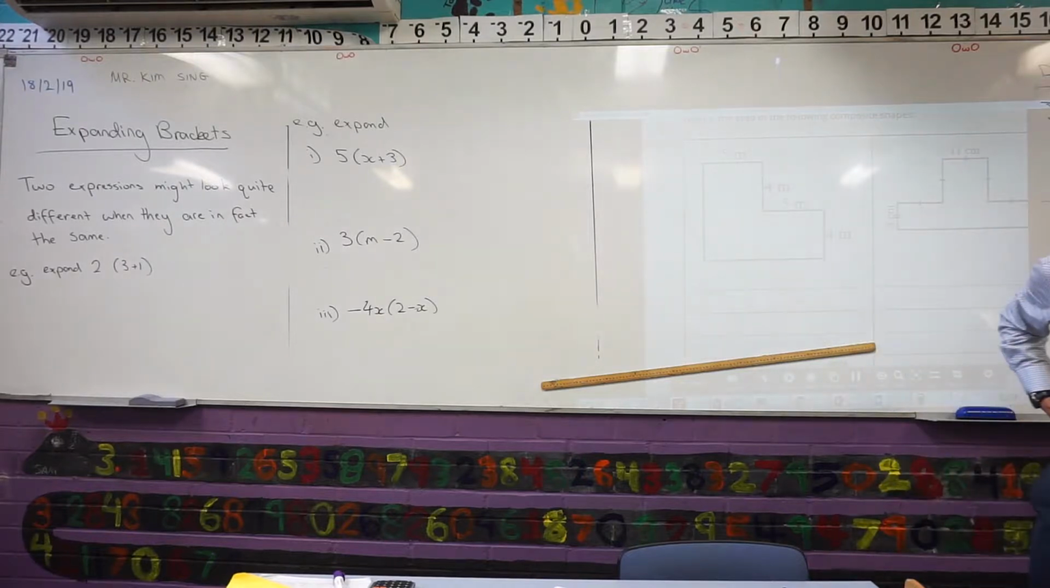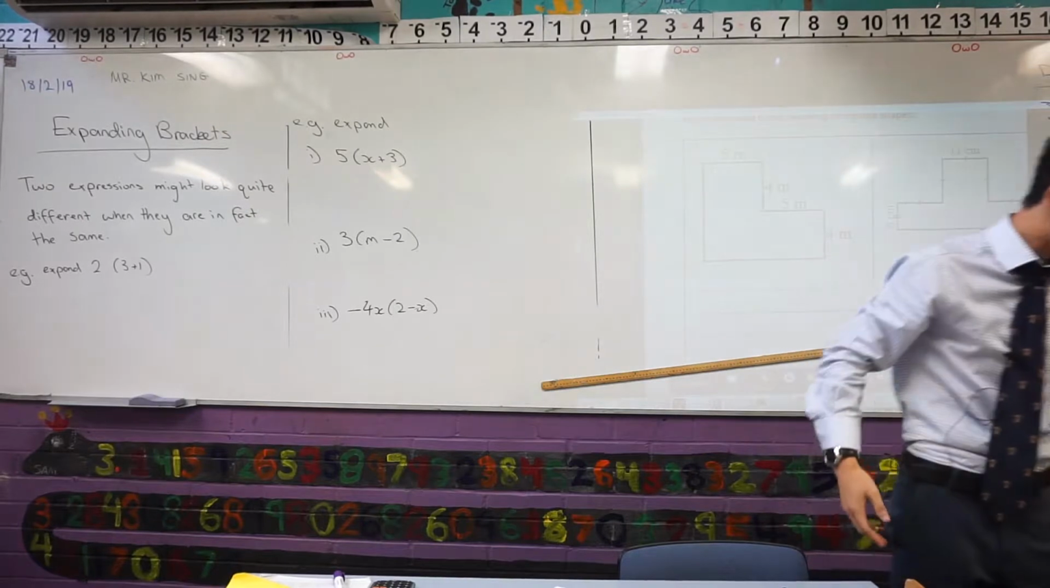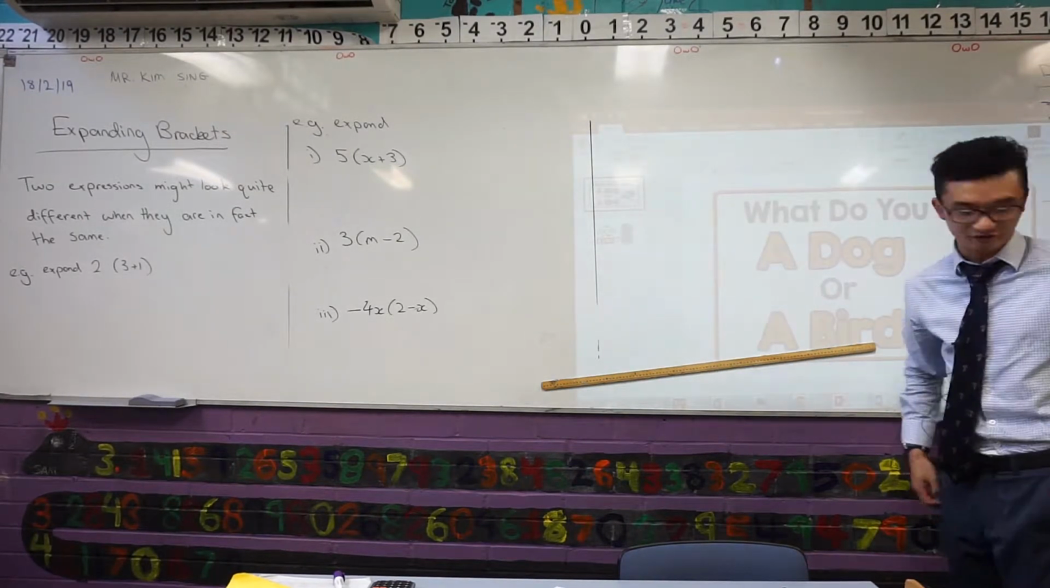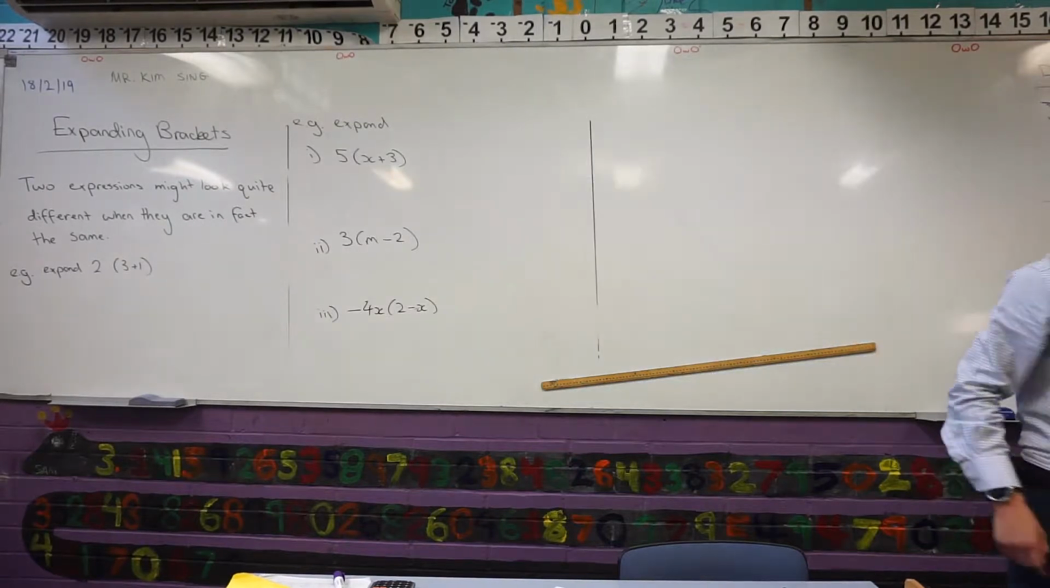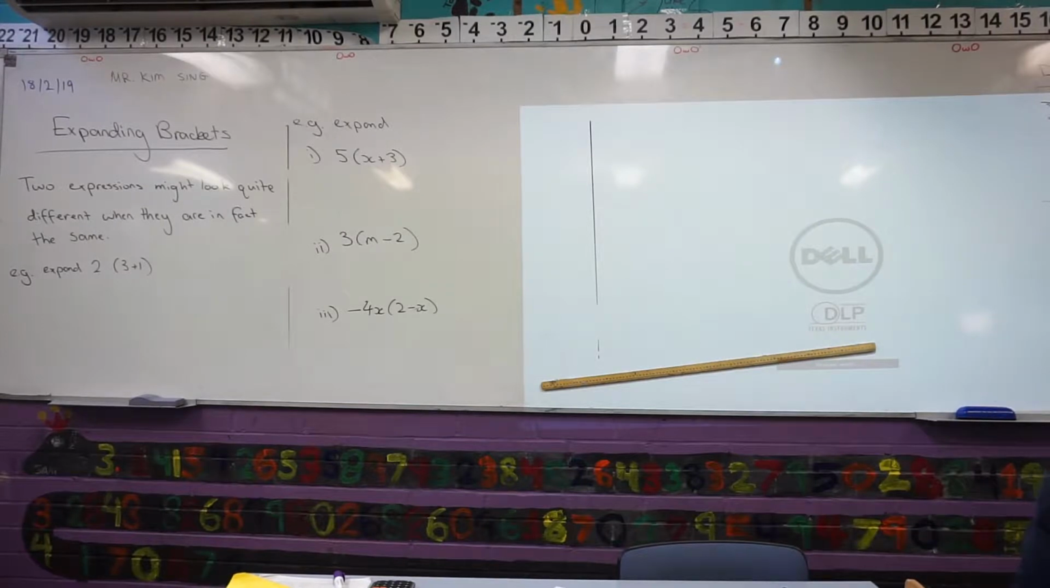And you might be thinking, what does area have to do with algebra or expanding brackets? What I want to suggest is that sometimes we can have things that look very similar, but are in fact different, or things that look different but are in fact very similar. I'll show you an example of what I mean.